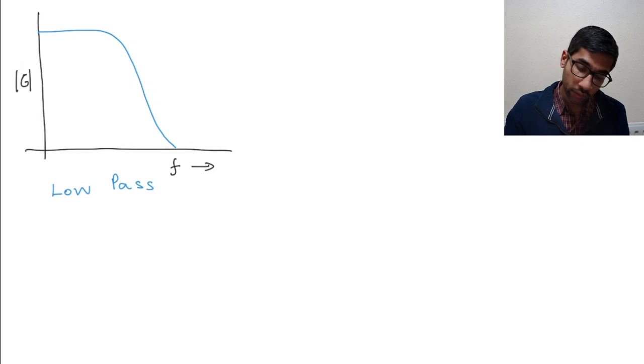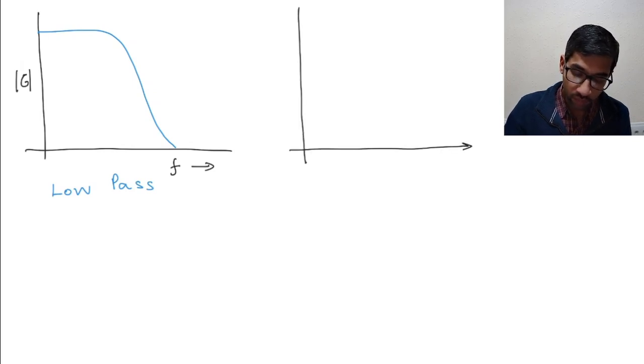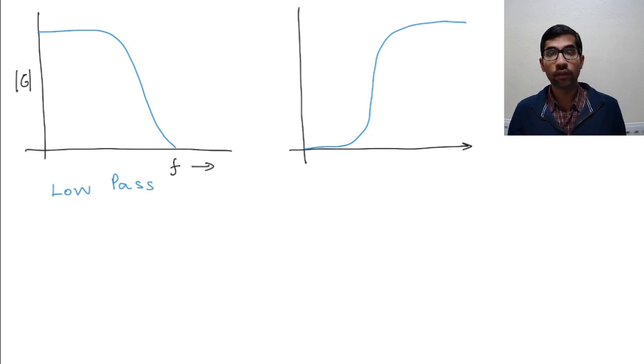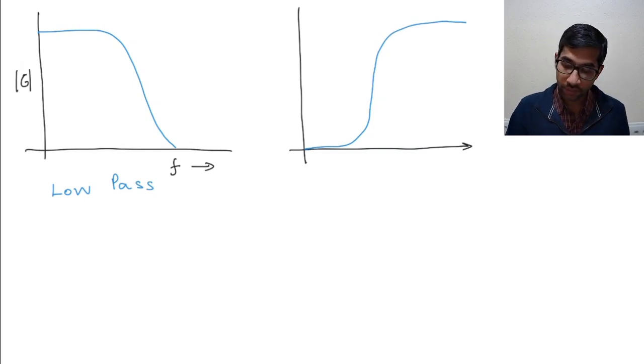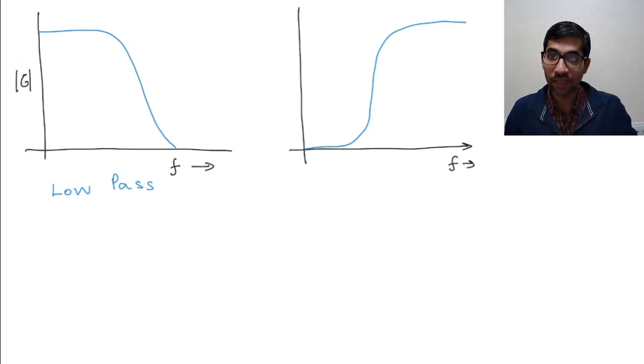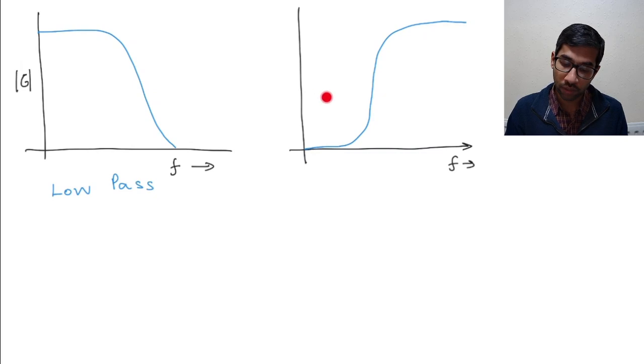Then just like a low pass filter, you could also have a high pass filter, right? And how would the characteristic of a high pass filter look like? It would be something like this, right? So these kinds of filters are high pass filters because they have a very high gain for high frequency signals. So they pass the high frequency signals while they block the low frequencies. So these are high pass.